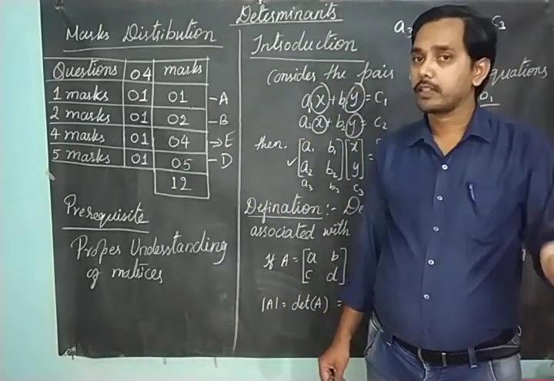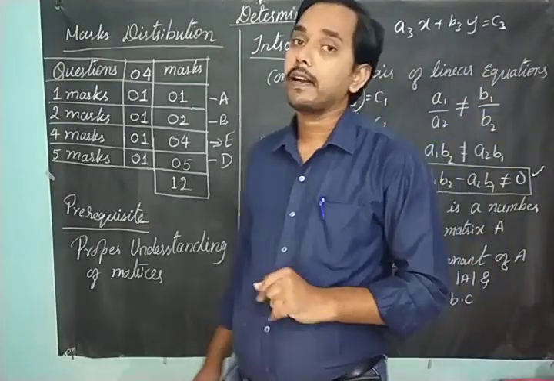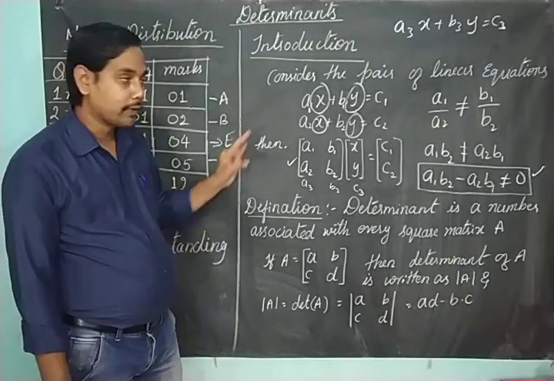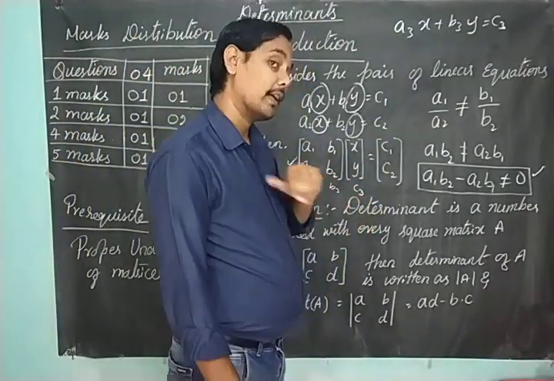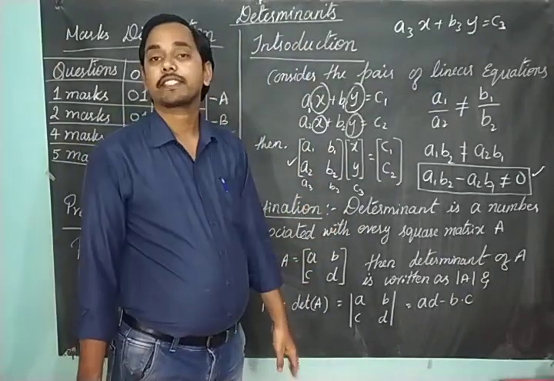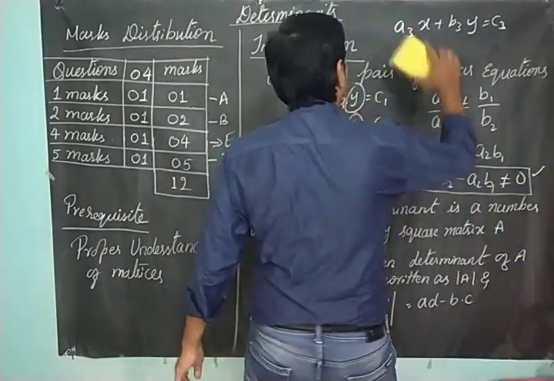If the number of equations is not equal to the number of unknowns, we cannot say whether the solution is unique or not. We can only talk about uniqueness when the number of equations is equal to the number of unknowns. And when they are equal, it is definitely a square matrix.